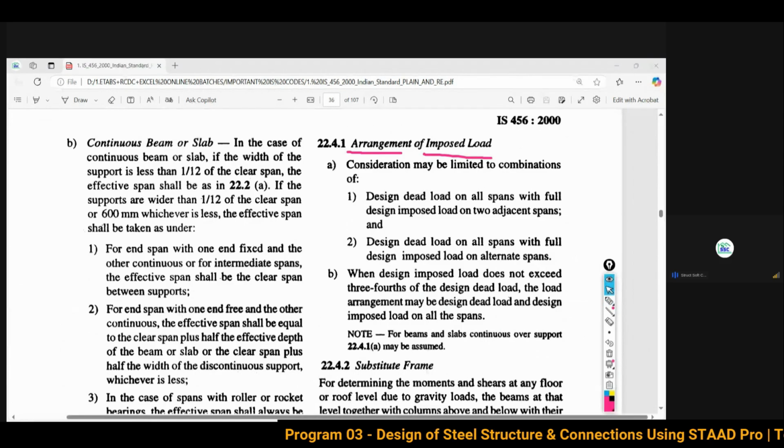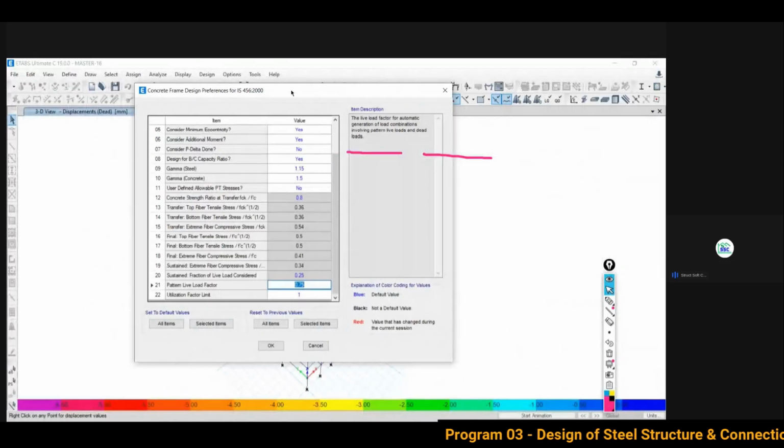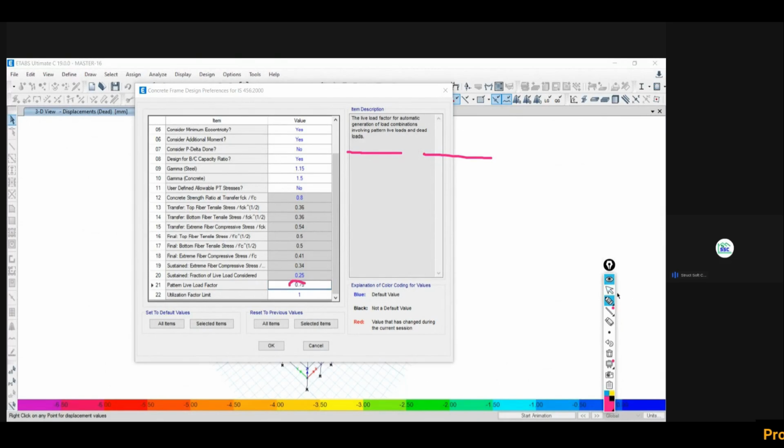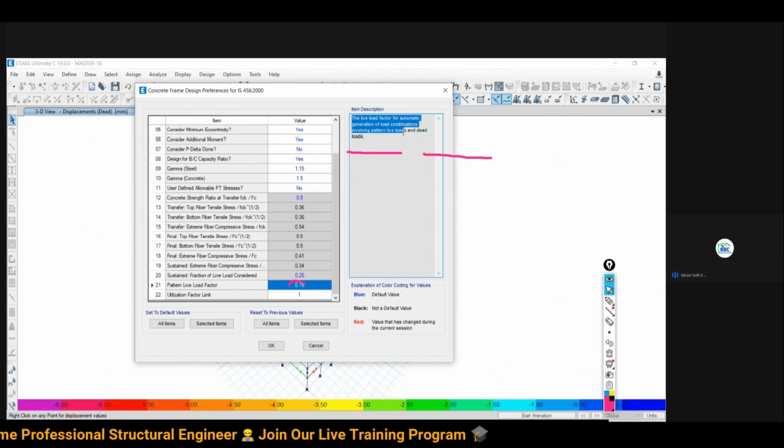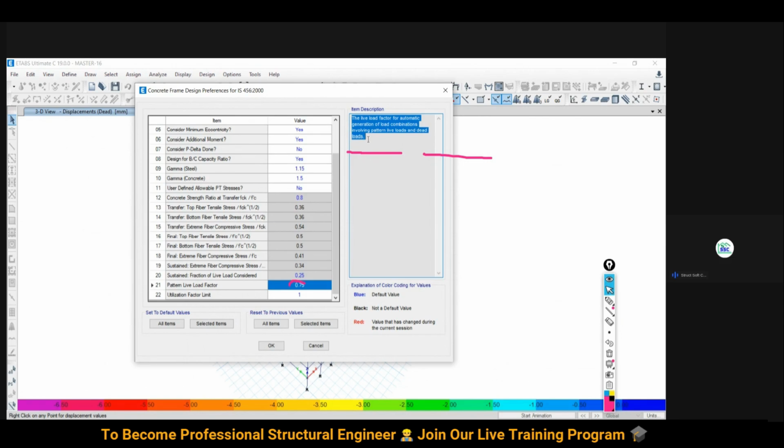First let's see what ETABS is doing. ETABS is doing the reduction by 0.75. By default, the ETABS software is going to select this. Here it is written: the live load factor for automatic generation of the load combination involving pattern live loads and dead loads is 0.75.